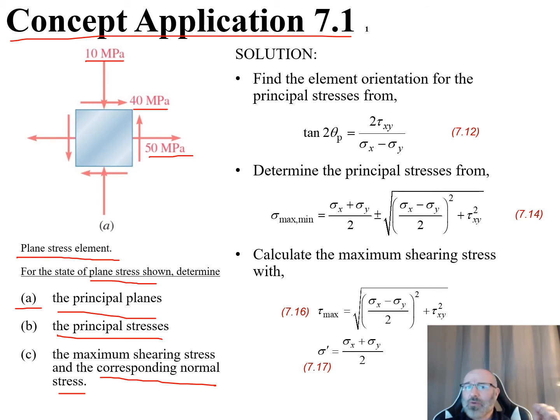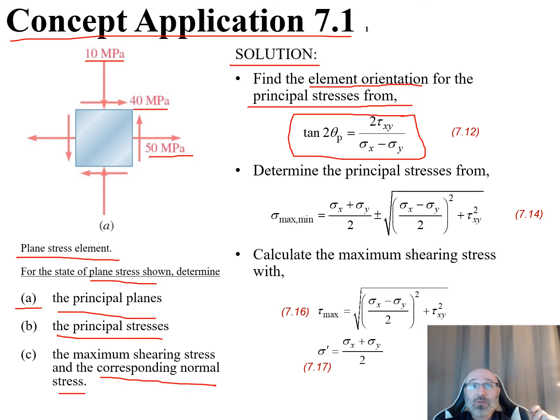So let's think about a procedure for analysis as we go through solving this problem. What we first want to do is find the element orientation. If we find the orientation for our principal stresses, we can do this from the relationship we've seen earlier in this module and in our textbook: the tangent of 2 times theta p is equal to 2 times our shear stress tau xy, divided by sigma x minus sigma y. So that'll be the first part of our procedure, utilizing that governing equation to find our element orientation. By orientation, we can find those angles.